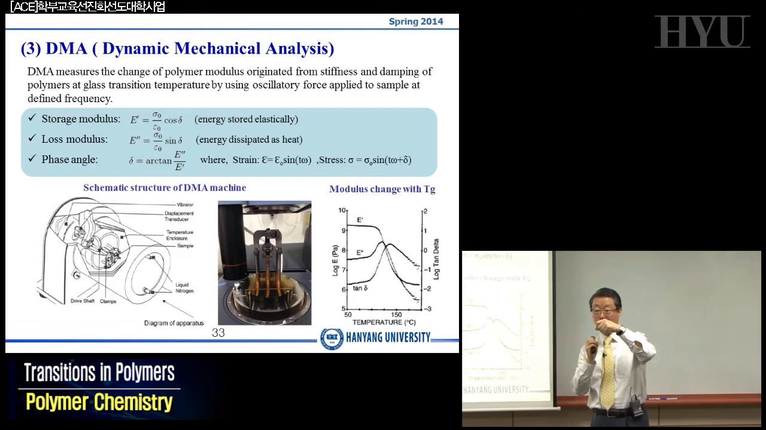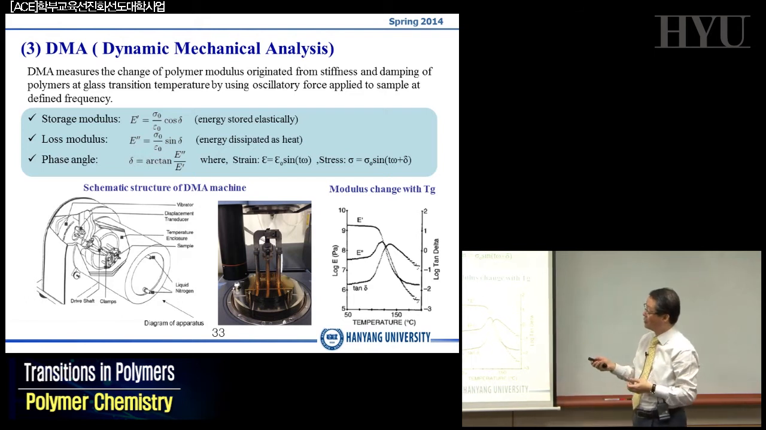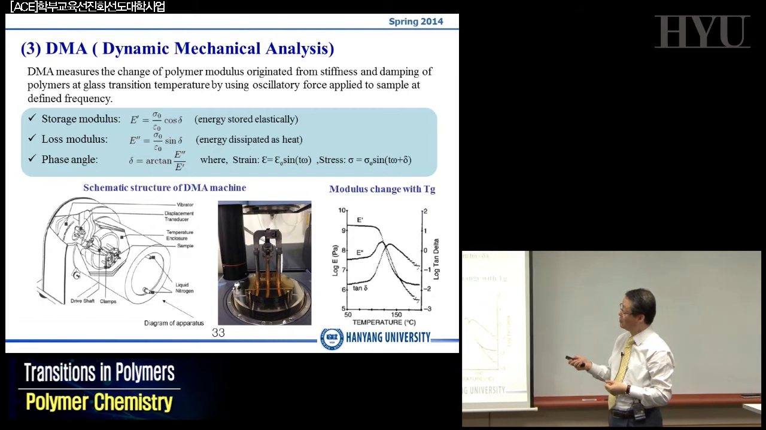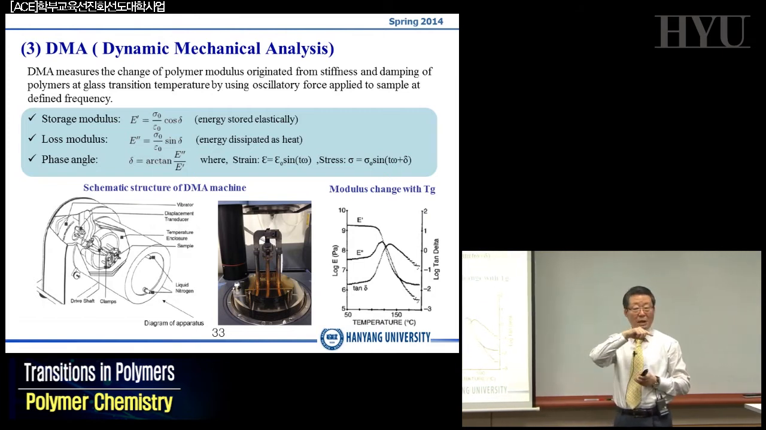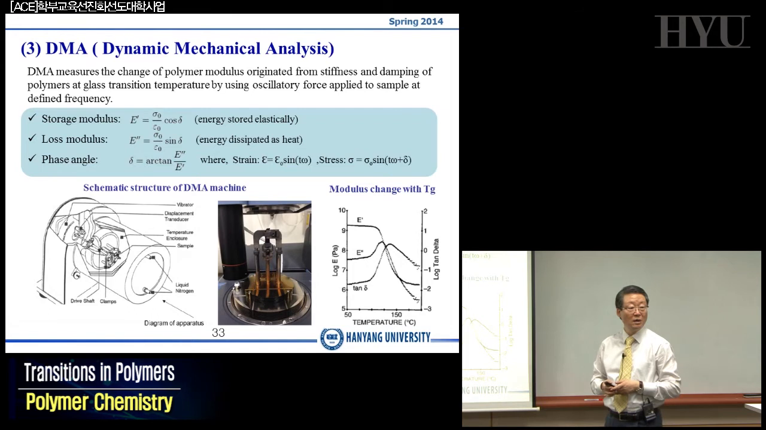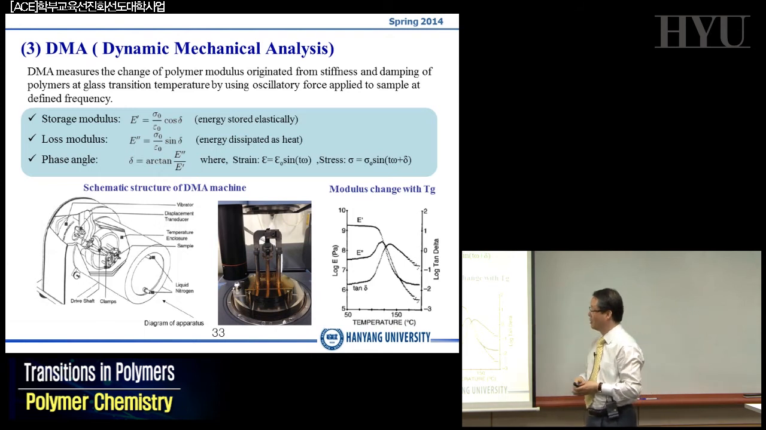So oscillation amplitude should be considered, and whether your amplitude is in the cosine curve or sine curve determines the storage modulus and the loss modulus. Now tan delta is the ratio of your loss modulus versus the storage modulus. And tan delta is a measure of the glass transition temperature as well.